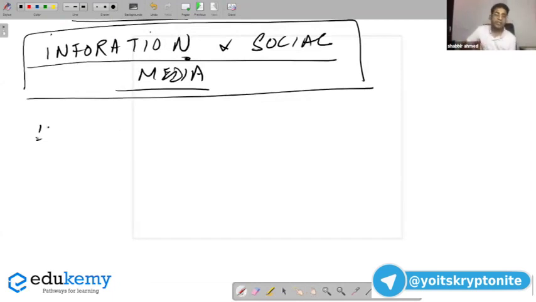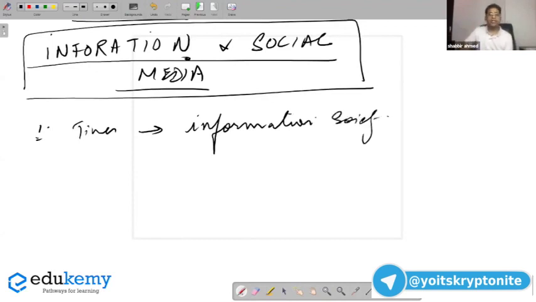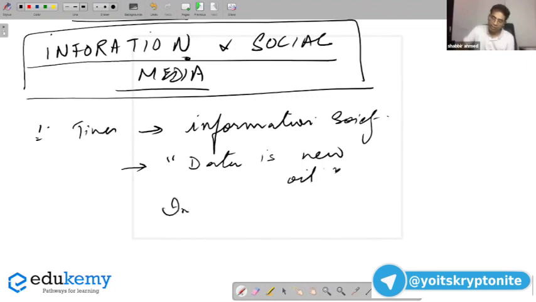So the first point here is that the times we live in, ये जो times है that we live in, it is often referred to as the times of information society. I'm sure you've heard about this idea that in today's time, data is the new oil. Information is the new capital. This is often talked about.